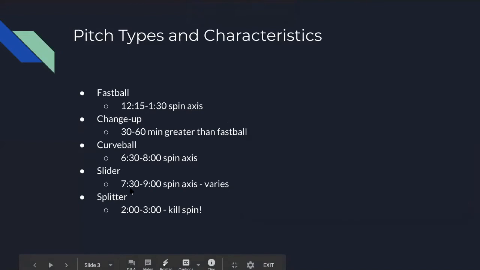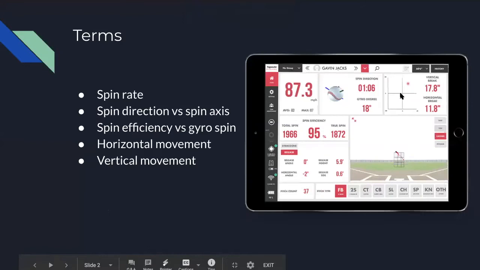Next, sliders. So sliders vary a lot, depending on how the pitcher throws it, the gyro component of it, or how efficient it is, and some other factors. But basically, sliders are going to have like a 7:30 to 9 o'clock spin axis. A 9 o'clock spin axis would be a ball that would spin that has no backspin and no topspin. So it would plot right along this line.